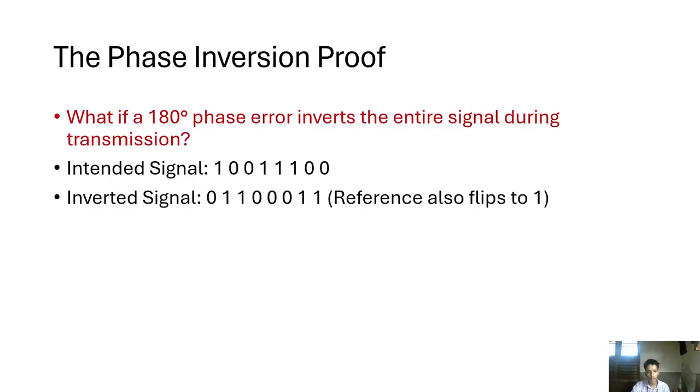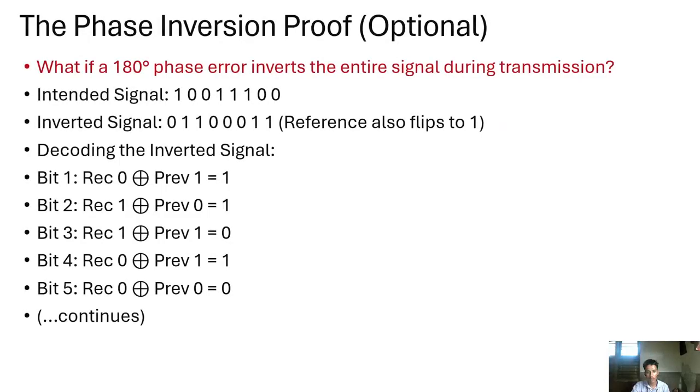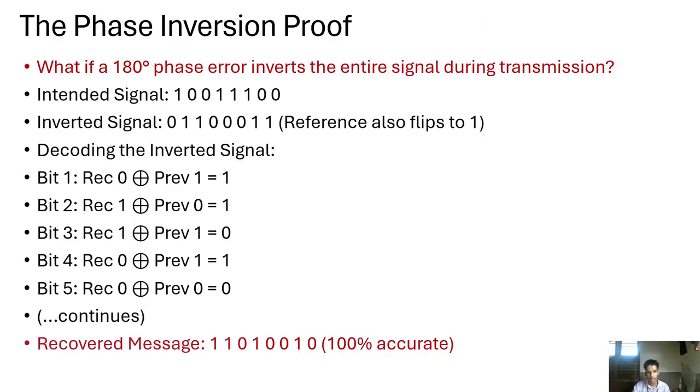To really prove the engineering, let's look at the worst case scenario. Imagine the transmission channel flips our entire signal upside down. Every 1 becomes a 0 and the reference bit flips too. If we feed this completely corrupted signal into our decoder, the XOR math still works. Because the current bit and the previous bit were both flipped, their relationship to each other remains identical. The receiver decodes the exact same sequence, saving the system from catastrophic failure.